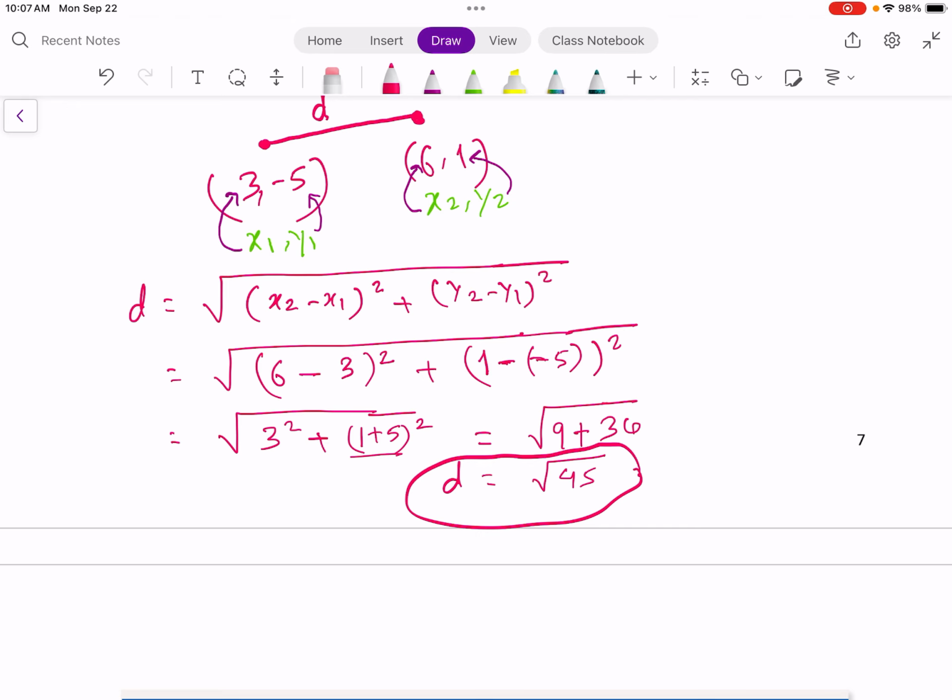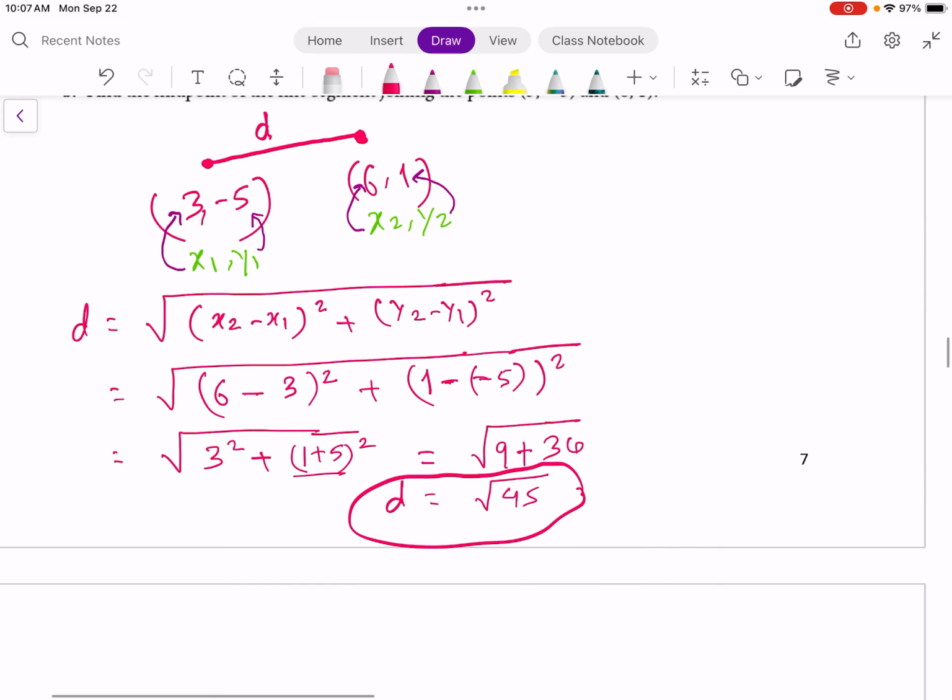Any question in finding the distance formula? Is that the answer? Yes, the square root of 45 is the final answer.